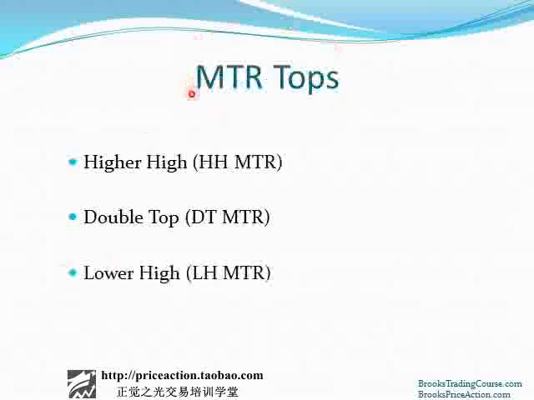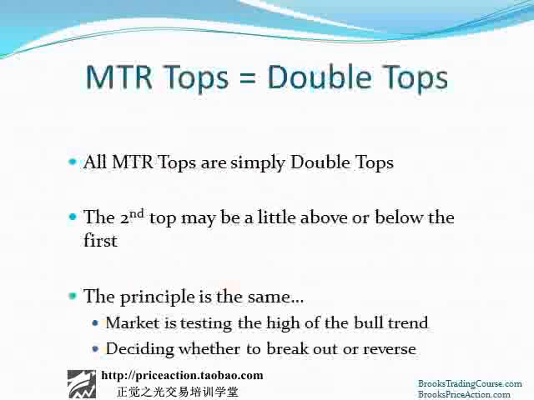Major trend reversal tops, they're all variations of double tops. Sometimes the second high is a little bit higher and you have a higher high major trend reversal. Sometimes the second high is a little bit lower and you get a lower high major trend reversal. Again, all major trend reversal tops are variations of double tops. The second top may be a little above or a little below the first top, but the basic principle is the same. The market's testing the high of the bull trend and it's deciding whether to break out and resume the bull trend or whether to reverse.